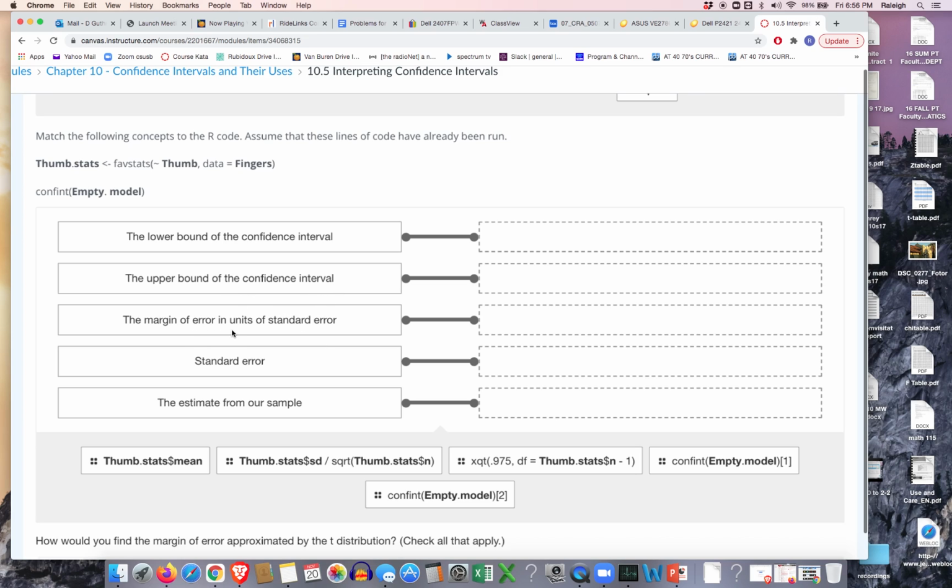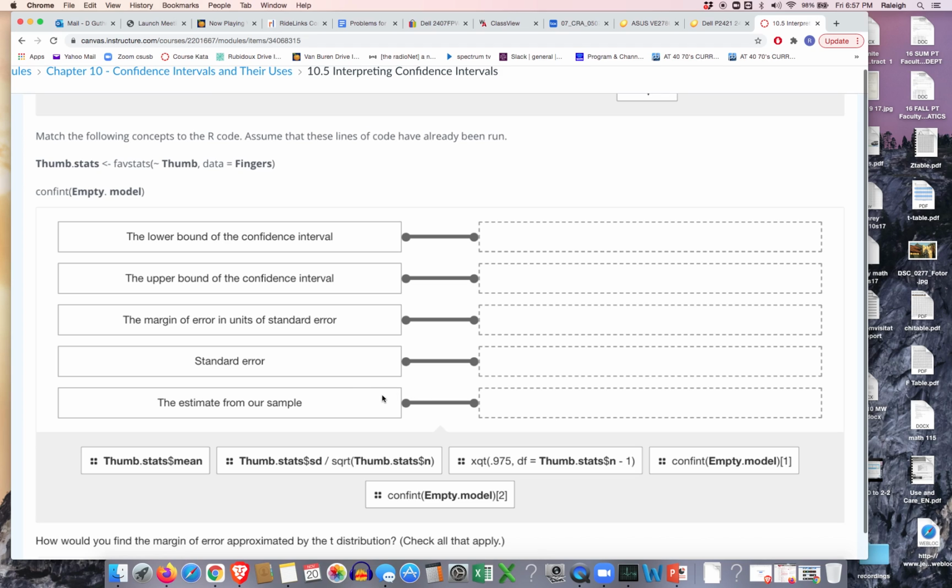Margin of error, in units of standard error rather, will be the qt command, 0.975, and then we put in the degrees of freedom and all that. I don't think we did very much with that, but just go with it. That could be the last one you put in if you weren't sure.